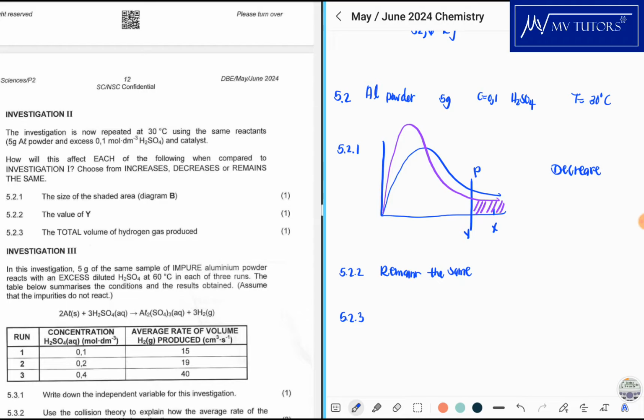Now 5.2.3, the total volume of hydrogen gas produced. So what would happen to the total volume of hydrogen gas produced? Well, even that one, it will still be the same because, let's see, concentration is number of moles over volume. We didn't change the concentration, it remained the same. Also, the number of moles didn't change. It's just, yeah, because now we have fewer particles in there.